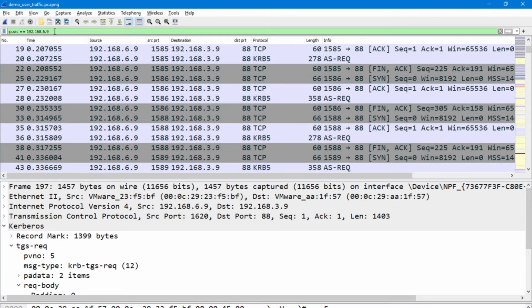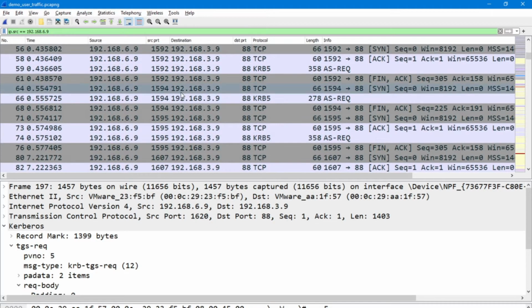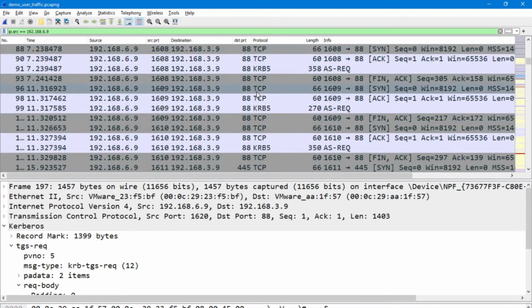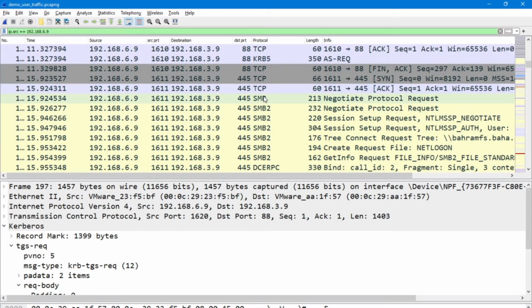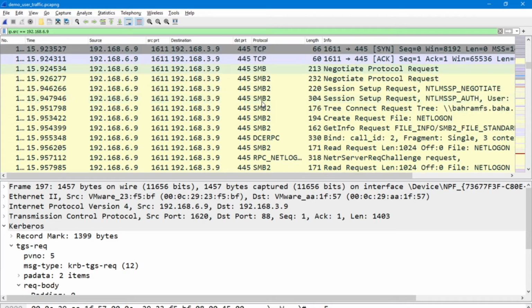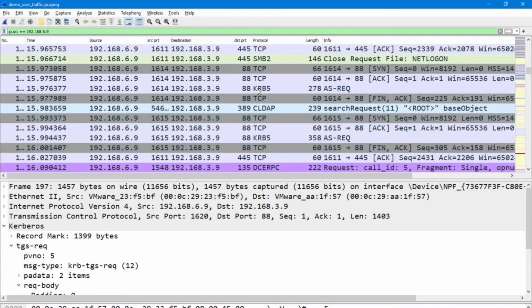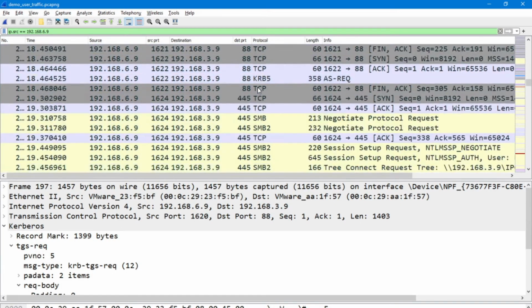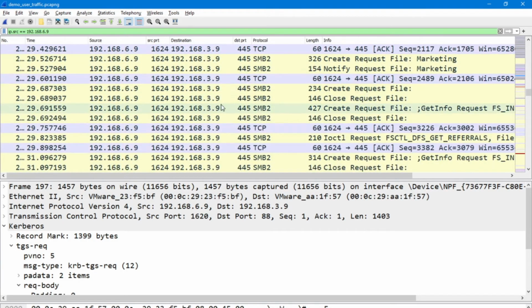All right, remember we're just looking at 6.9 as the source. We see a lot of Kerberos happening, some connections, still port 88, and things change up a little bit. All of a sudden, we are still with 6.9, and destination 3.9 is SMB, server message block. And if we keep going down, we're going to see that a lot of that SMB is towards 3.9.